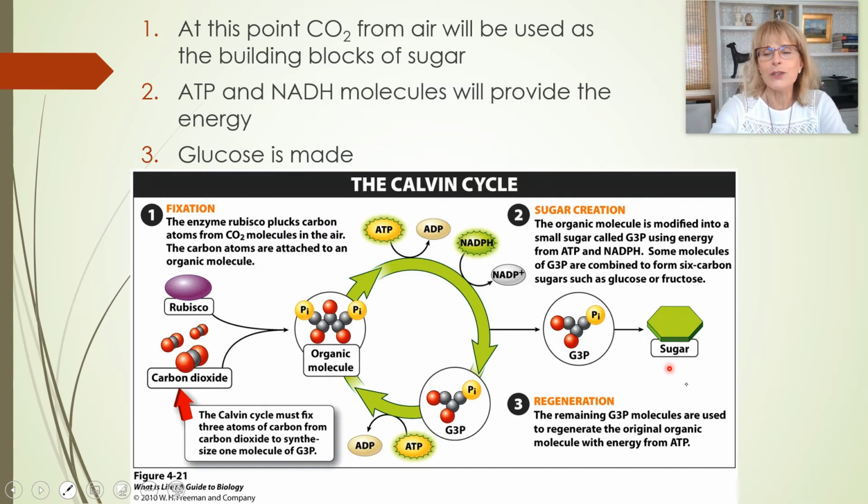Now, follow me on this. All of the glucose that is made by, let's talk about a giant redwood tree. Okay, a giant redwood tree. All of that glucose actually came from the air. It came from CO2 in the air.